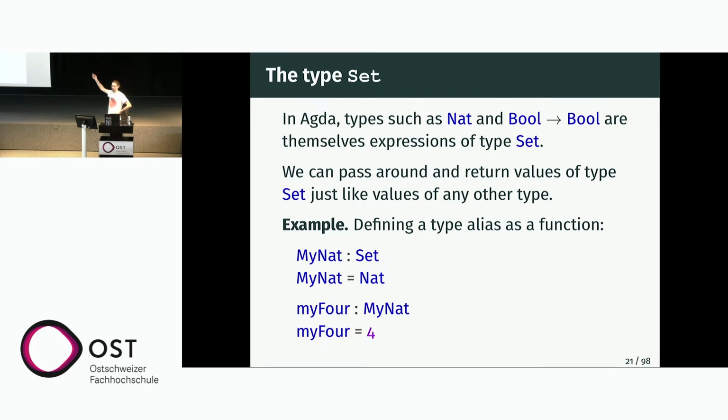So for example, if you want to define a type alias in Agda, we don't need a separate type keyword like in Haskell. We can just define a function that returns a value of type Set, and then use that function in the type of some other function. So that's one small way in which not having this distinction simplifies things.